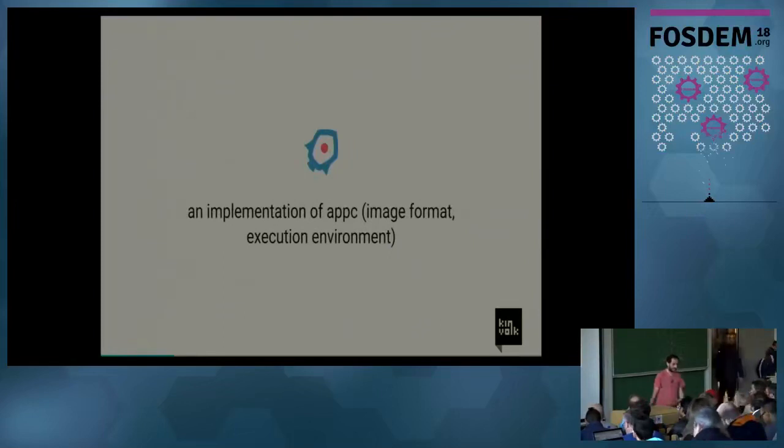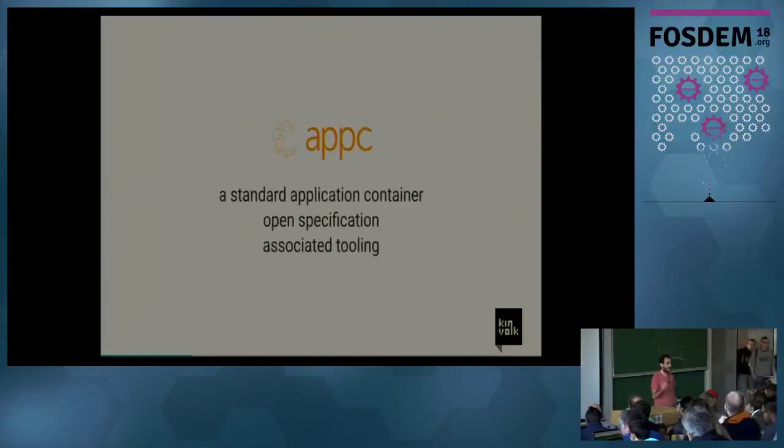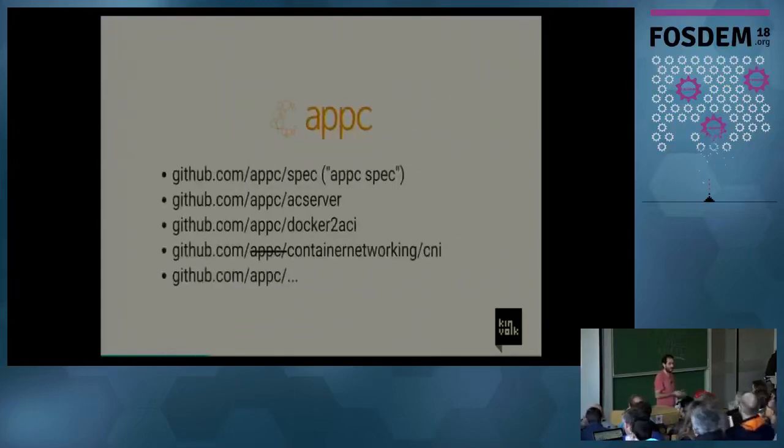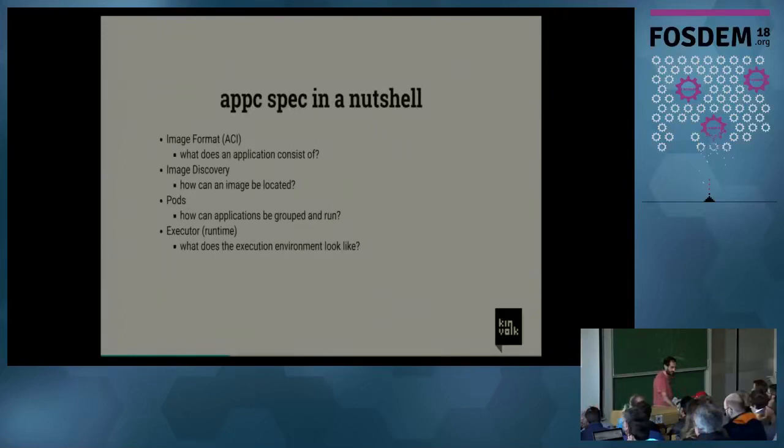Rocket is an implementation of the AppC spec, which is now not really actively developed, but I think it triggered future movements like the OCI spec and all this standardization that happened in containers. AppC is an open specification. It defines some concepts like image distribution, and it has some associated tooling. So there are a lot of things in the AppC organization on GitHub.